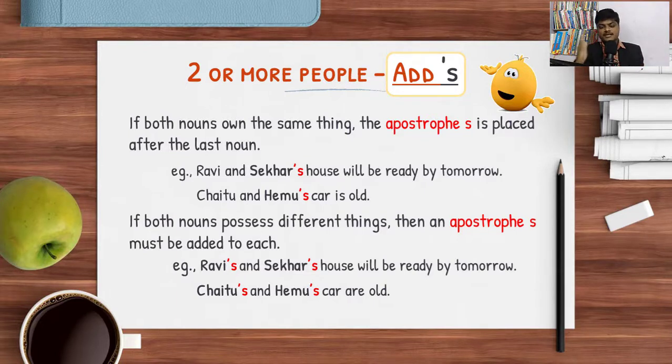Next one, if both nouns possess different things, then the apostrophe s must be added to each. For example, Ravi's and Shekhar's houses will be ready by tomorrow. In this example, there are two houses. That is, one is Ravi's house and the other is Shekhar's house. So we should write Ravi's and Shekhar's houses. We should place apostrophe s individually at the end of each noun. There are two different houses. Chaitu's and Hemu's cars. In this there are actually two cars. One car that belongs to Chaitu, one more car that belongs to Hemu. So Chaitu's and Hemu's cars are old.